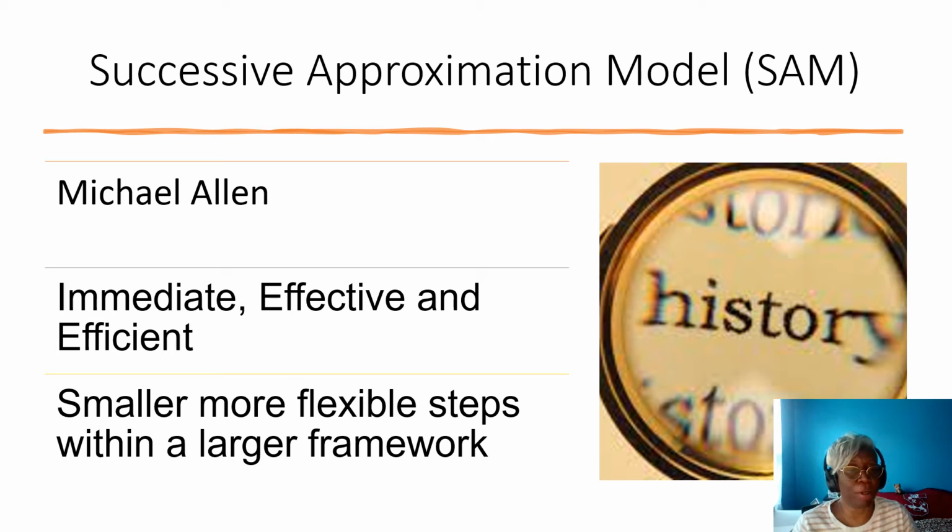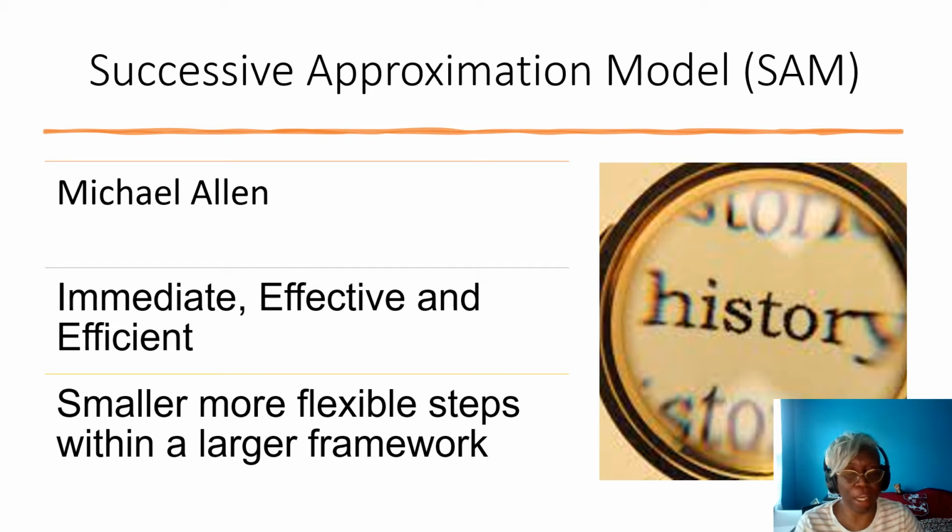So I decided to compare it with the successive approximation model, better known as SAM. This was designed by Michael Allen, and he found a way to provide an immediate, effective, and efficient way of looking at course development where it's not so static as with ADDIE. So you have smaller, more flexible steps within a larger framework, so a little bit more chunking, a little bit more scaffolding, so once you put that course together, you're not having to worry as much about it falling in line.